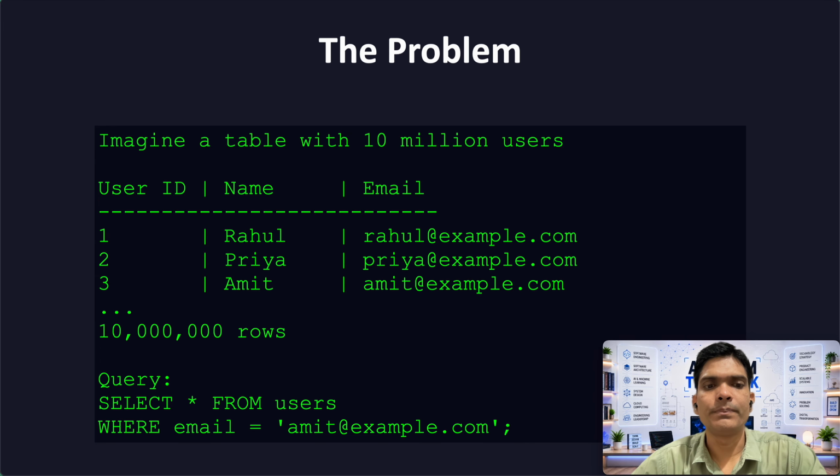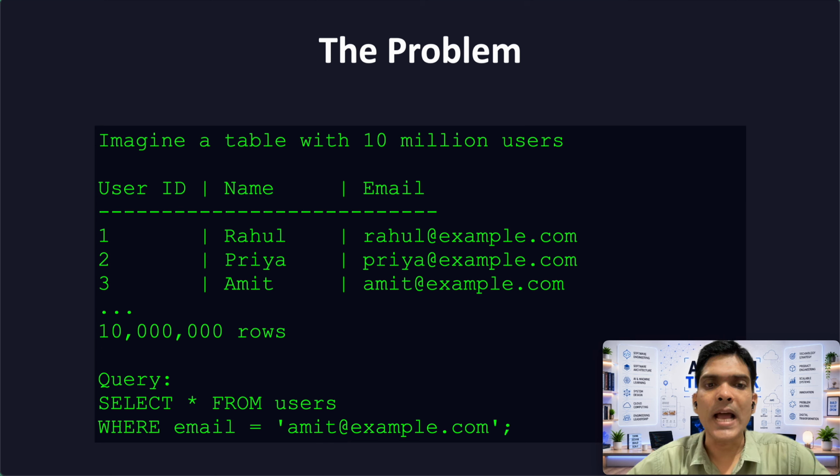So let's talk about the problem. Imagine we have a table containing 10 million user records. Now, suppose a user logs into the application using their email address. The application sends a query asking the database to find the user with that particular email, something like SELECT * FROM user WHERE email = 'amit@example.com'. The question is, how does the database find that user?